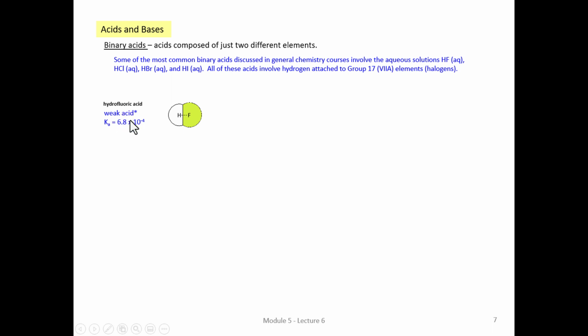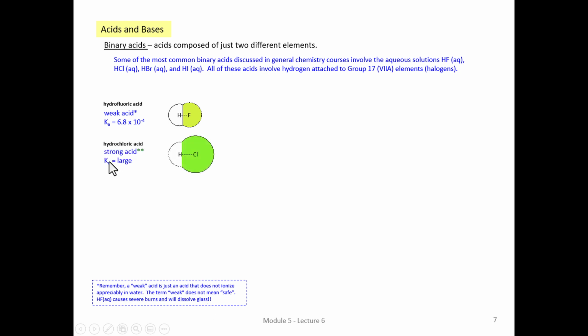It's, of course, considered a weak acid. And remember, a weak acid is just an acid that does not ionize appreciably in water. The term weak does not mean safe. So, for example, hydrofluoric acid causes severe burns and will dissolve glass. It's one reason why you'll never see it in a general chemistry lab.